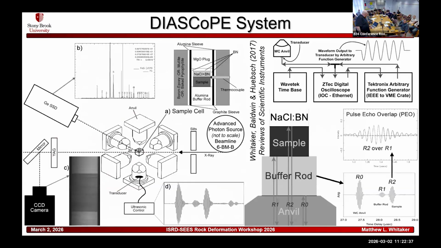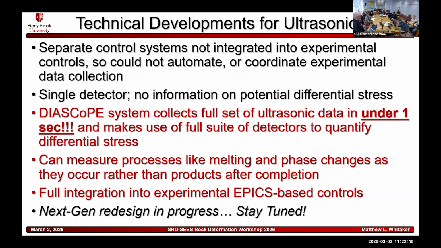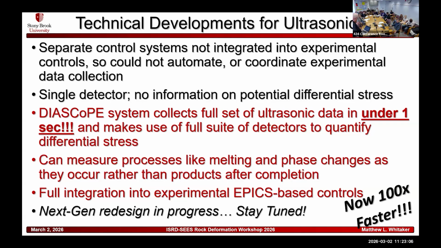At 6 p.m. So this system is nice because it's directly integrated with all of our control systems, so we can coordinate and get everything working together. That allows us, like previously, we couldn't automate or coordinate data collection or anything like that. And usually ultrasonic experiments only used a single detector, so there was no information about any deviatoric stress that might have been on the sample. So this system is very nice because it collects all of the acoustic data in under a second. It's actually now 100 times faster than that.